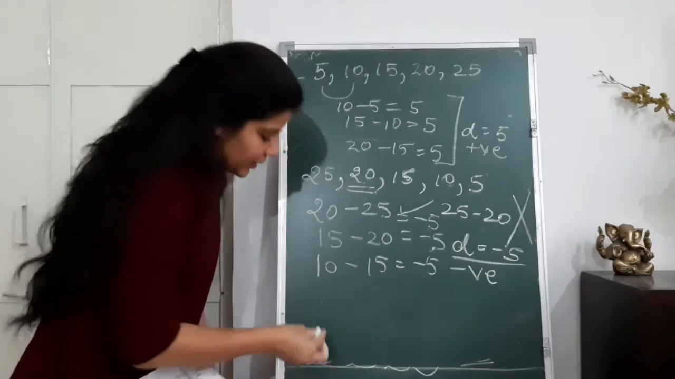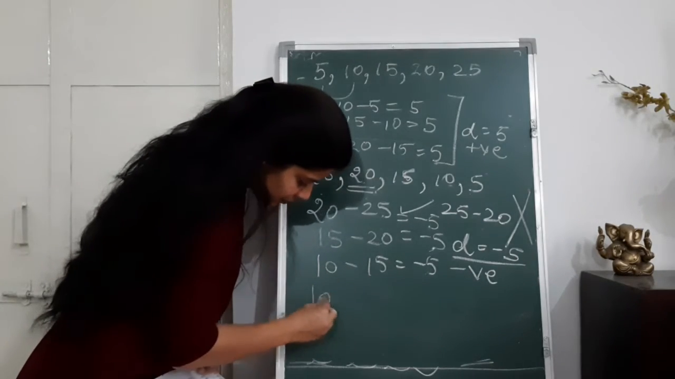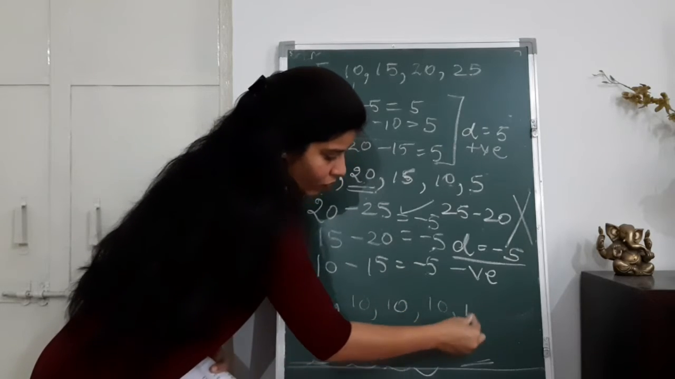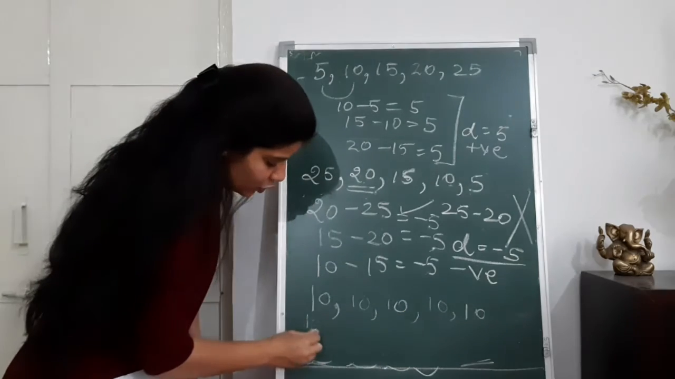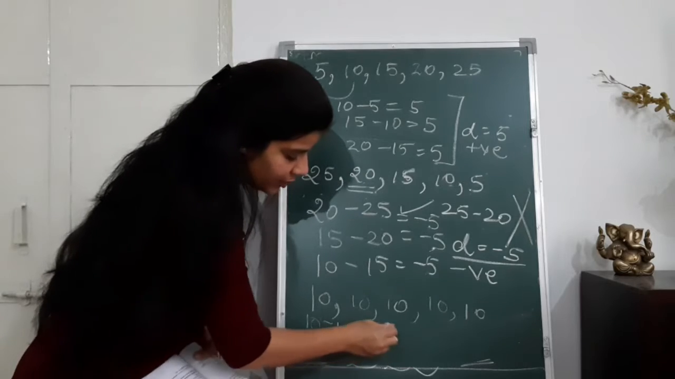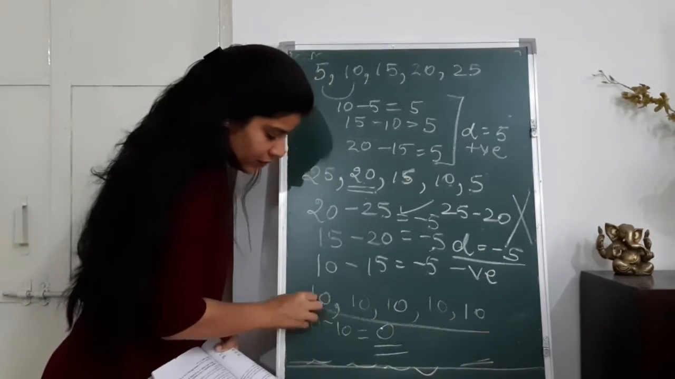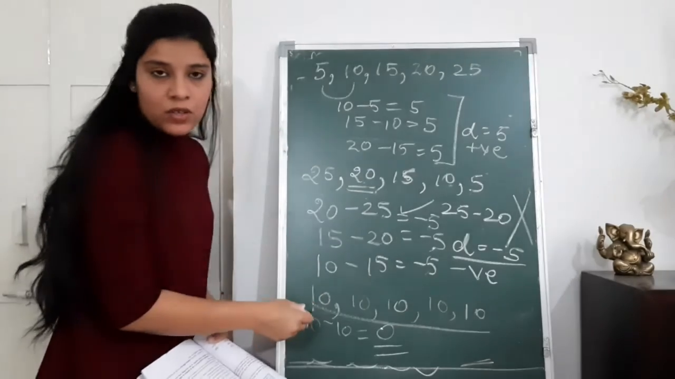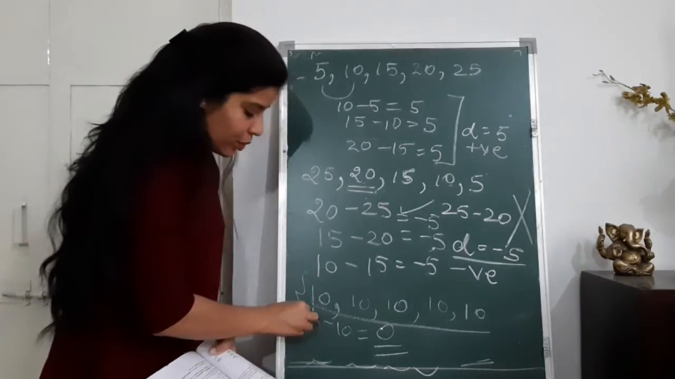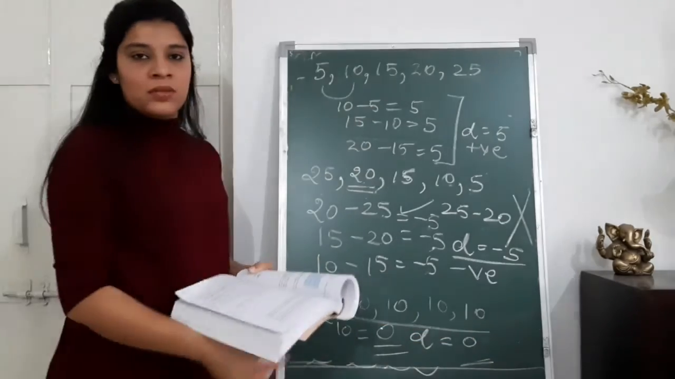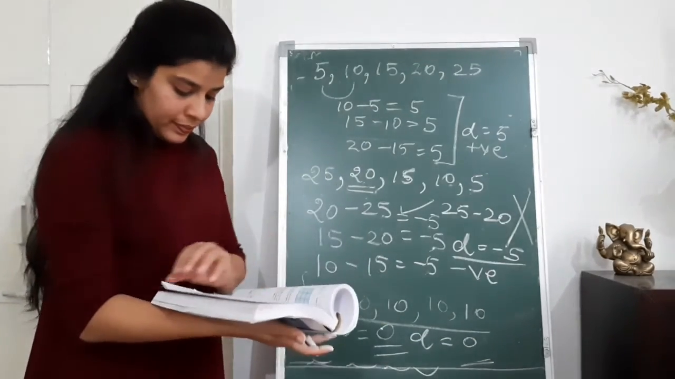Now let's take another series. In this case, you subtract anything from anything, you are going to get 0. So even this kind of series, or this kind of list of numbers, is called an arithmetic progression with common difference as 0. Hope I am being clear to all of you.